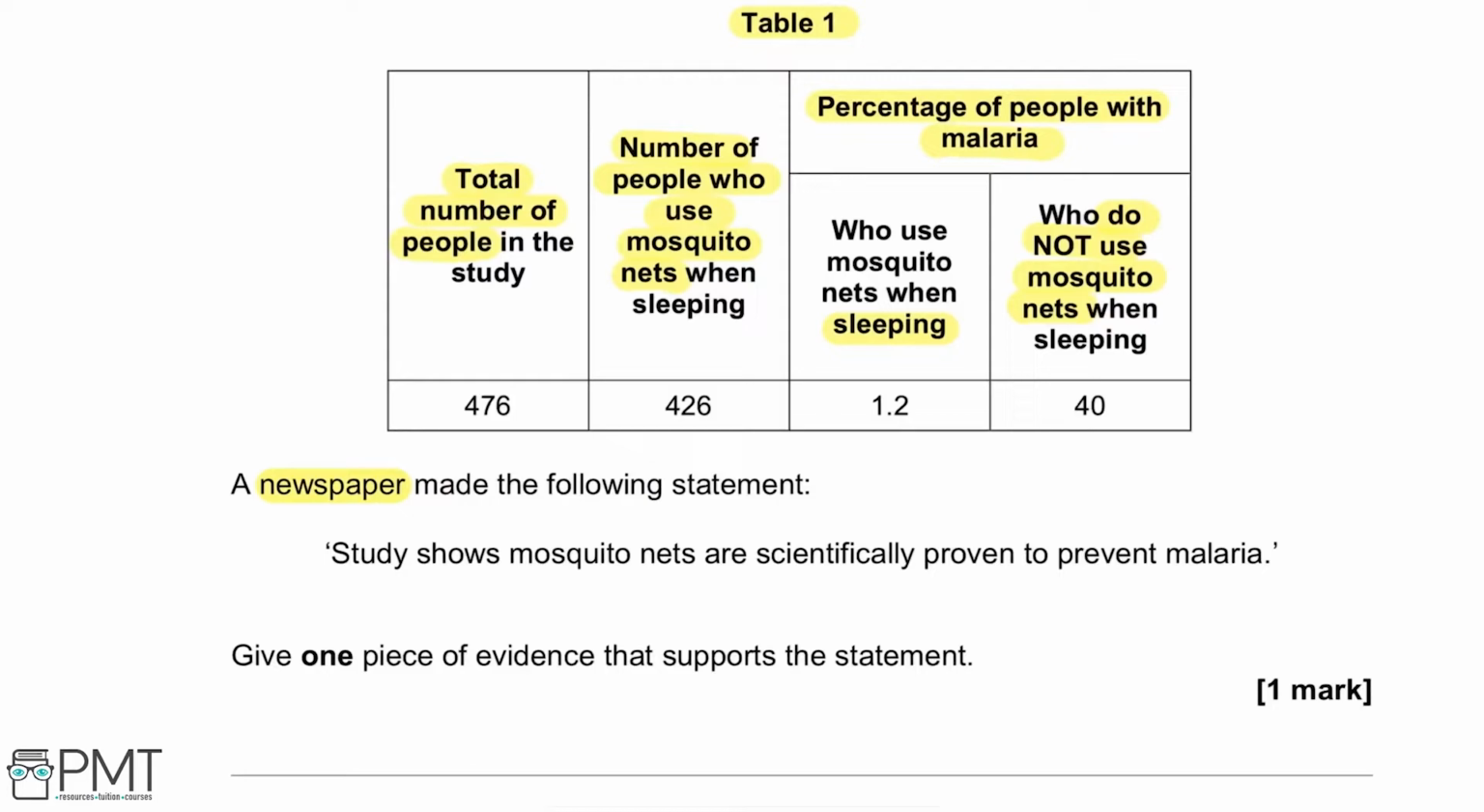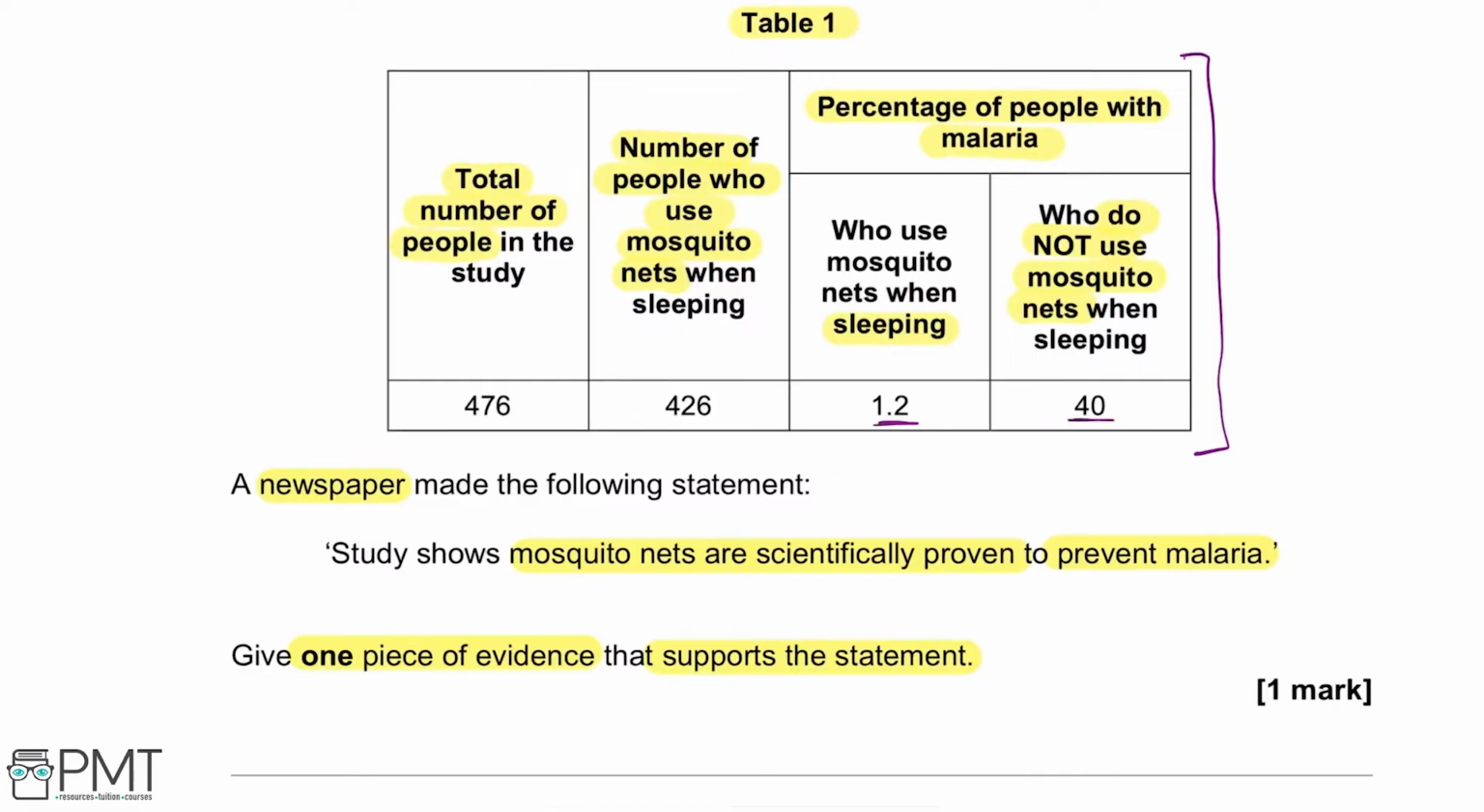A newspaper made the following statement: "Study shows mosquito nets are scientifically proven to prevent malaria. Give 1 piece of evidence that supports the statement." So we want to be looking at this section of the table over here, the percentage of people who do have malaria. And we notice that the percentage of people with malaria who do use mosquito nets is only 1.2.